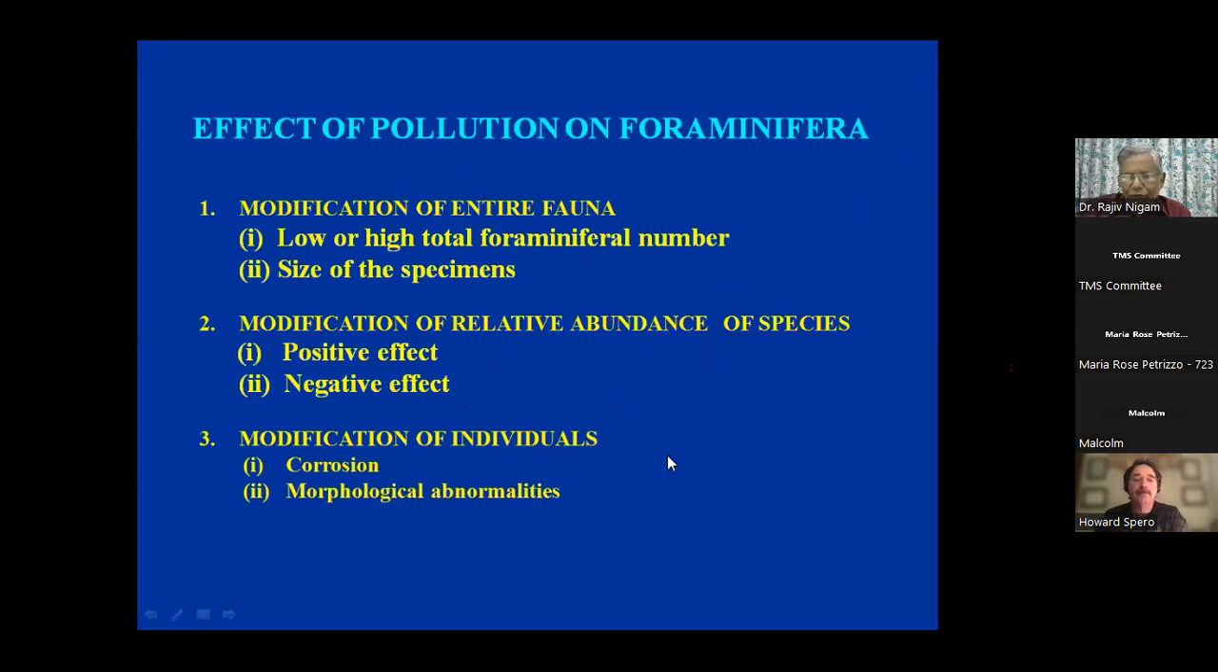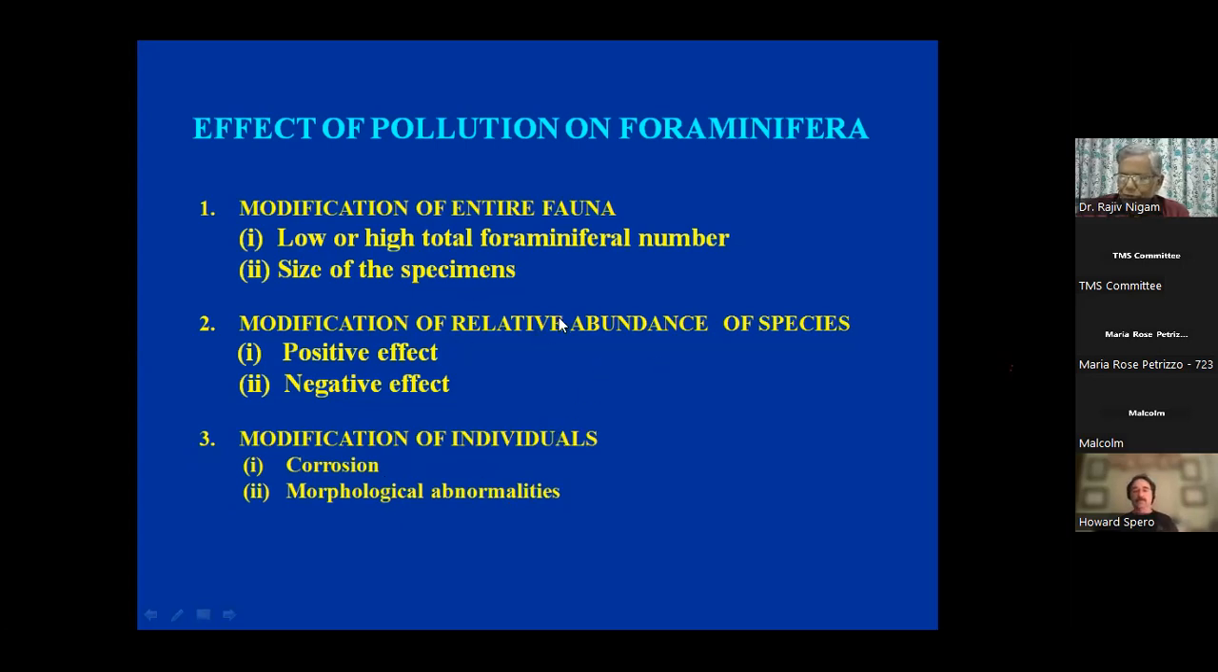So what type of changes are we expecting? The moment any area starts getting polluted, the first thing is that a few individuals get affected. They show signs of corrosion or morphological abnormalities. These are the very early signs.